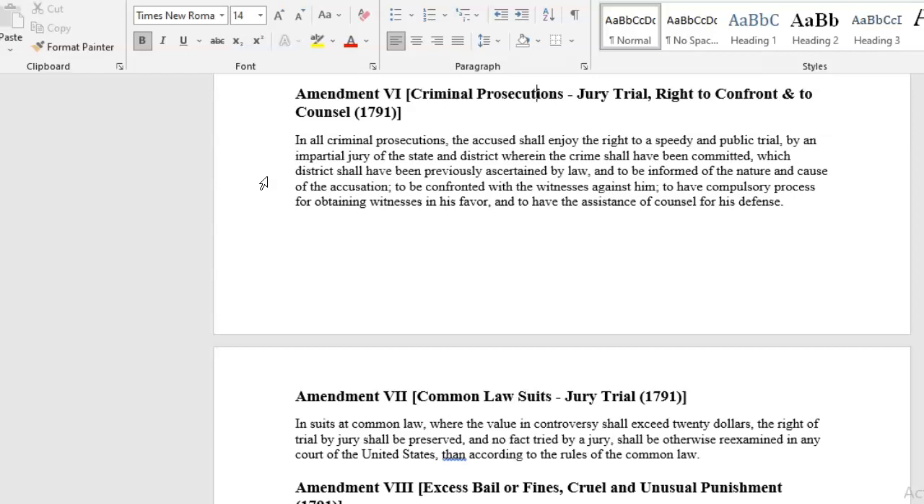We all live here, and we all understand how it works down here. Because believe me, different parts of the country operate very, very differently. And the one uniting law in this country is our Constitution. So, which district shall have been previously ascertained by law, and to be informed of the nature and cause of the accusation. So, they have to tell you what you're charged with.